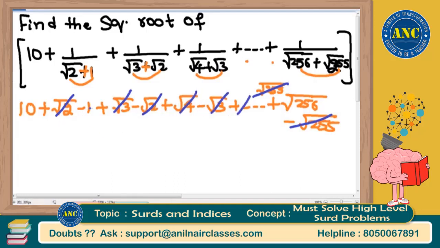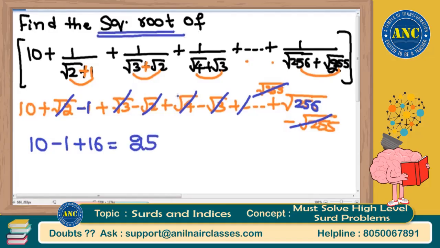You are left with 10 minus 1. 10 minus 1 is what you are left with, and you are also left with root 256. Root 256 is 16. So you got it as 25. But I want to find the square root of this 25. Square root of 25 is 5. How simple it is, sir?